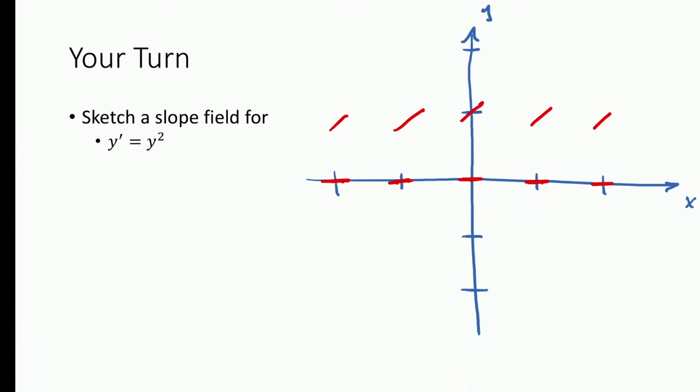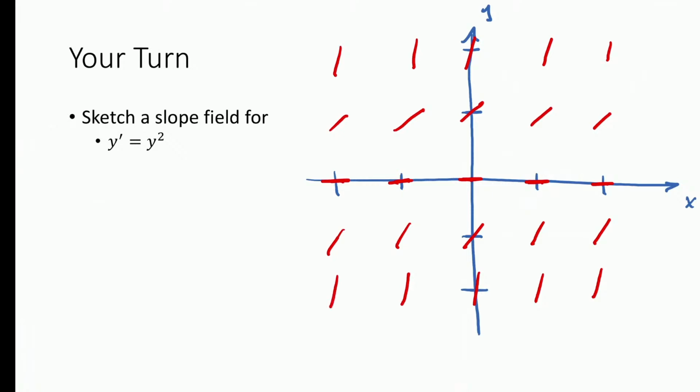When y equals 2, the slopes are all 4, which is extremely steep. It's practically vertical. And then what about negative numbers? Now this is interesting. When y equals -1, the slope is positive because y prime is y squared. So these are all +1. And then these, as you go down, they're also going to be super steep. So you'd have something like this.